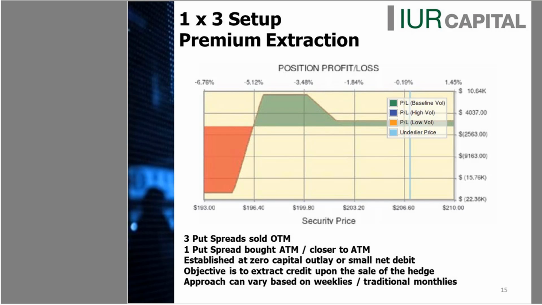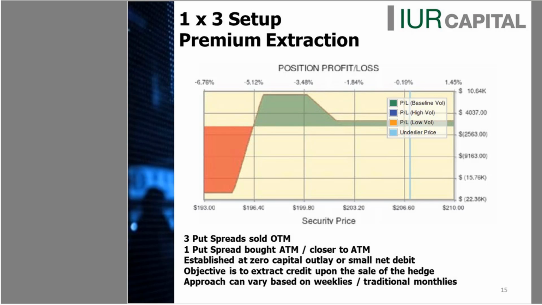Okay? All right, now let's get to the details of the 1x3. Anyone here that has come to our webinars before, this should be a summary of what we talked about previously, but we're going to talk about this in real market terms in the platform. Anyone that's new here, it's a very simple explanation. 3 put spreads sold out of the money, 1 put spread bought at the money or close to at the money. It's either established at 0 capital outlay or small net debit. Okay, opening net debit. Objective is very simple: to extract your credit upon the sale of the hedge when it is sold at some point before the expiry.